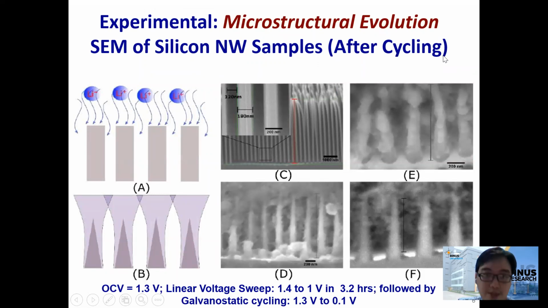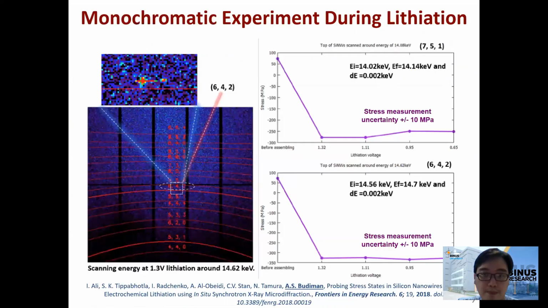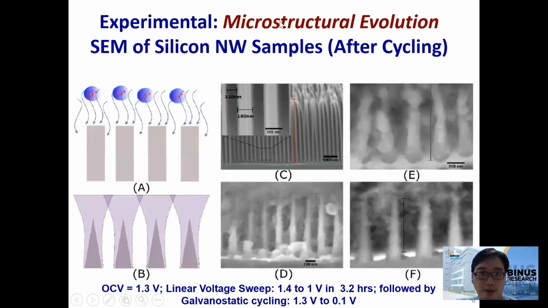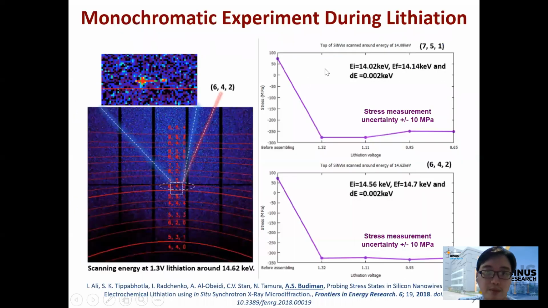After several cycles of charging and discharging, we can see there is a microstructural evolution within the silicon nanowires observed by scanning electron microscopy. This is the microscopic image. It shows that the wires change after several cycles. That means the bonding and debonding of the lithium ions in the silicon nanowires occurs. This is the stress measurement of the silicon nanowires during charging and discharging.